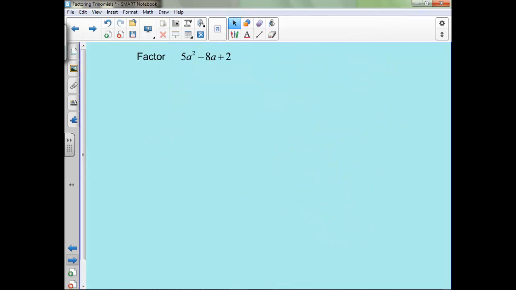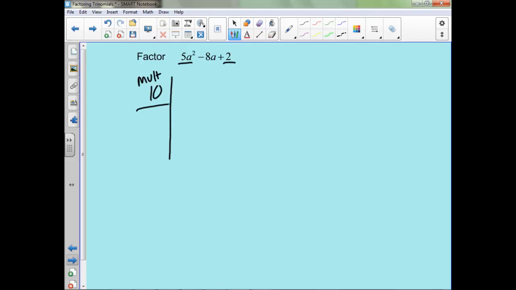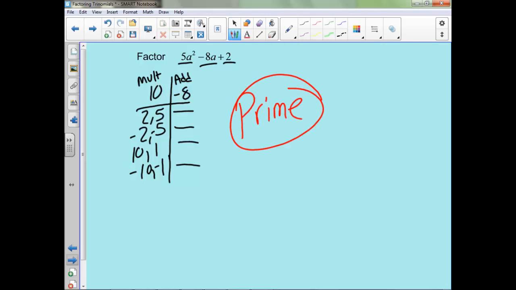Alright, let's look at this one. We need to multiply to 5 times 2, which is 10, and add to this negative 8. Well, those are the only options to multiply to 10. None of them work. So this one is also prime because it cannot be factored.